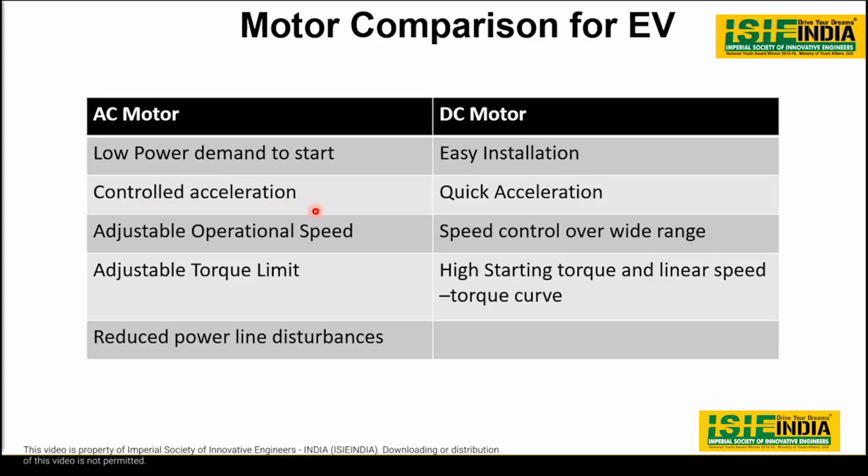Then controlled acceleration, quick acceleration. These are the simplest things you can understand. Self-explanatory actually, this table. Adjustable operational speed, adjustable torque limit, reduced power line distribution. This is when you go for the high power applications, nothing but kilovolts, kiloamperes. There you can understand this kind of problems actually. Right after that, high starting torque, linear speed torque curve. This is kind of an engine tuning thing you can understand.